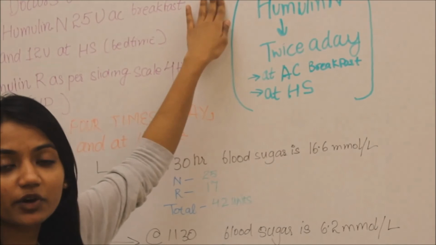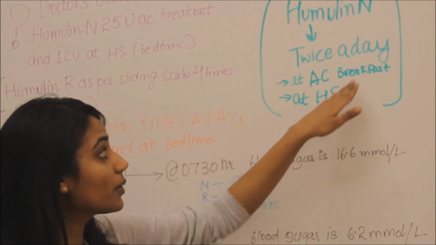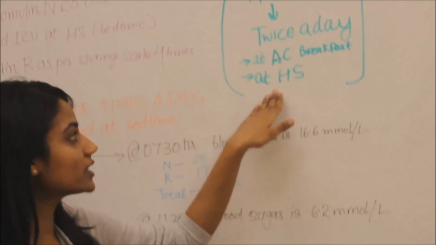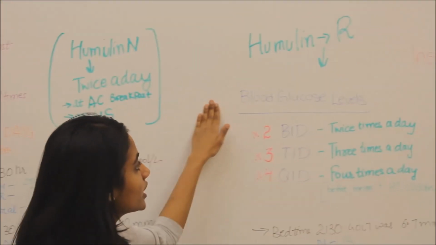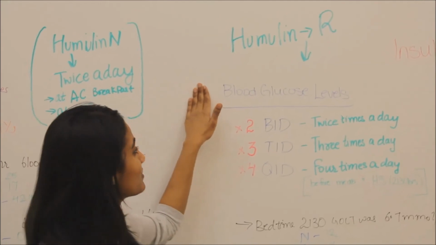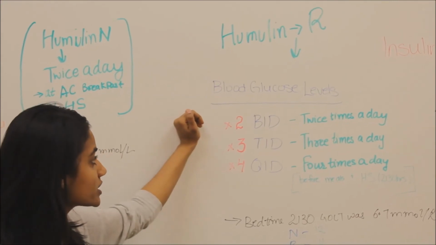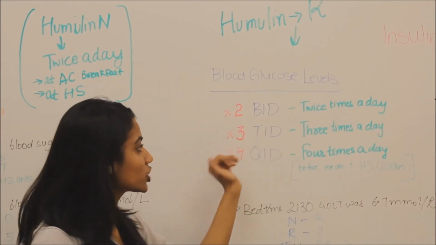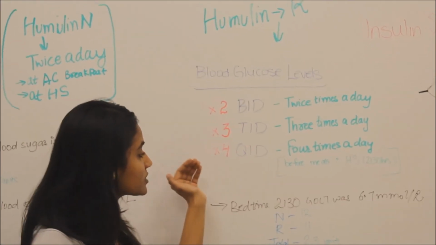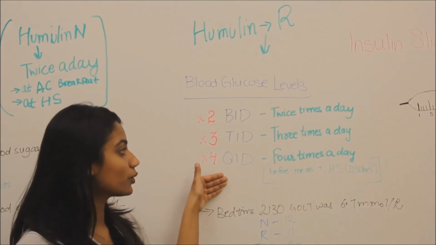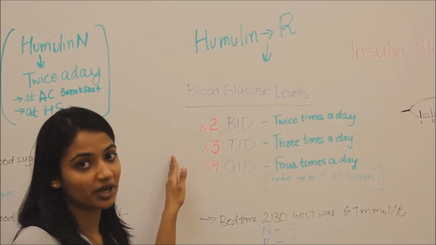I'm just going to give a brief introduction of Humulin N. Humulin N is usually given twice a day, once before breakfast, and another one after bedtime, at HS and AC. And then I'm going to talk about Humulin R. Sorry about that. So Humulin R depends upon the doctor's order. It can be twice a day, which is BID. It can be thrice a day, which is TID. It can be 4 times a day, which is QID. So we have to measure the glucose level before giving this Humulin R to a patient.